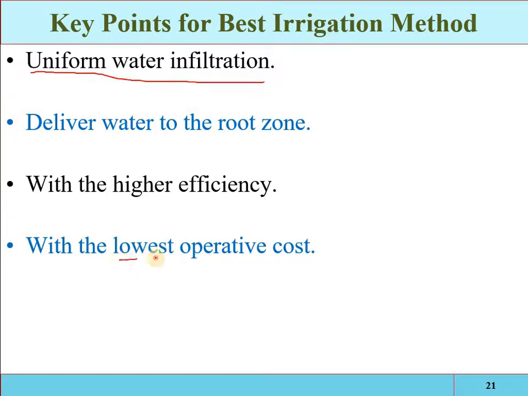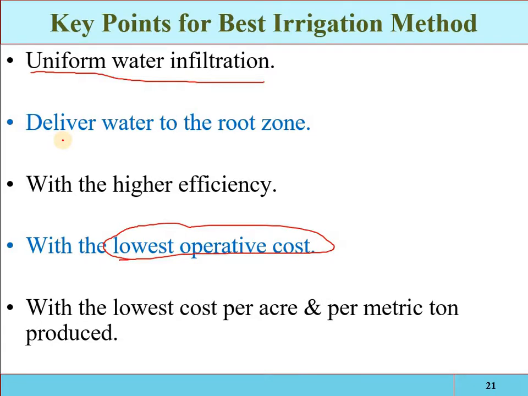operative cost is less. That is the most important factor to consider. Okay, the cost. If the cost is less, application efficiency is high, water is delivered into the root zone and the water is uniformly applied, then we will say that the irrigation method is the best one with the lowest cost per acre and per metric ton produced.